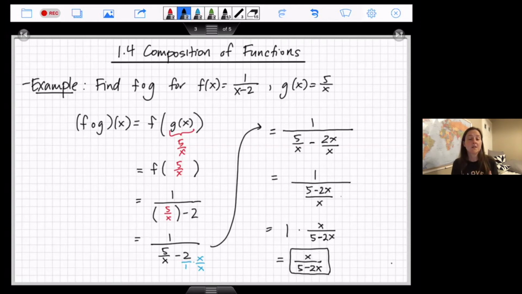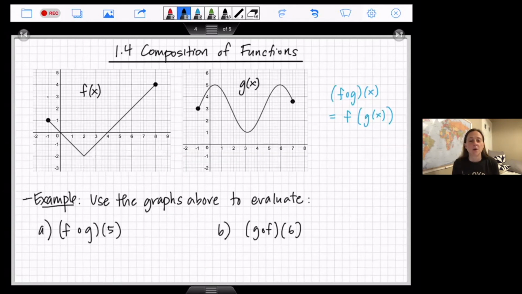All right, so that's finding formulas for compositions. Let's go take a look and see what this would look like with graphs of functions. So here we're given 2 graphs, one of f of x and one of g of x, and they ask us to evaluate some compositions using the graphs. So the first thing I'm going to do is to go down and get rid of the fog notation. So let's just write down what f composed with g of 5 would be. So there's a 5 in the place of the x. This is just going to be f of g of 5.